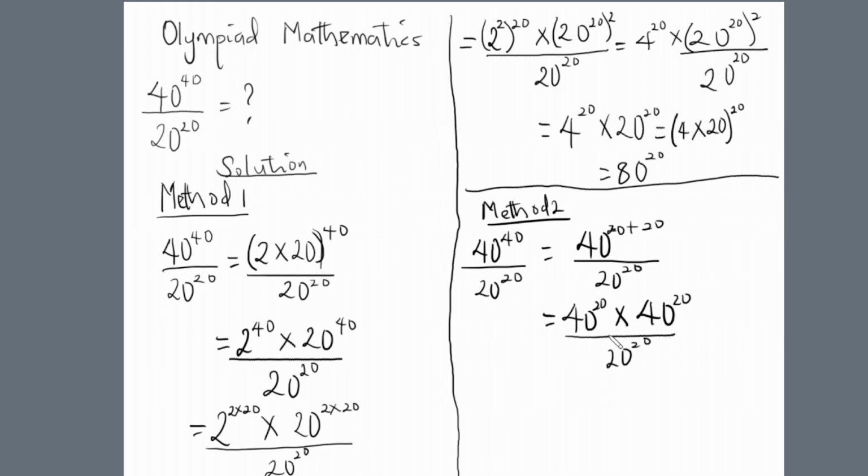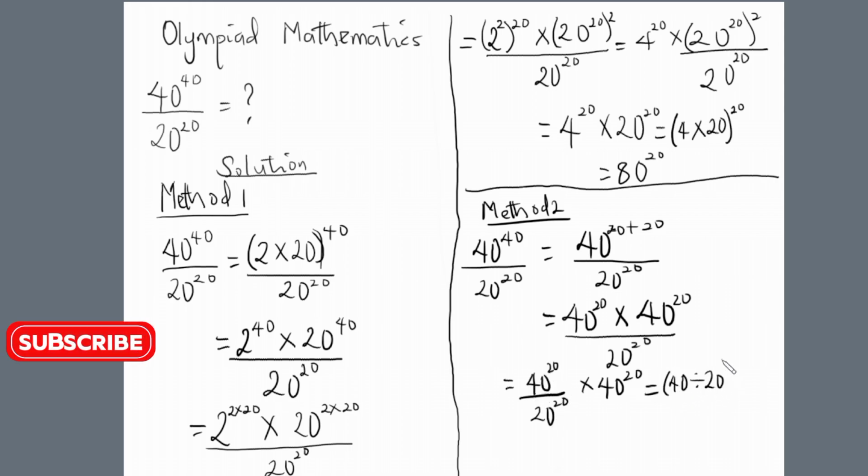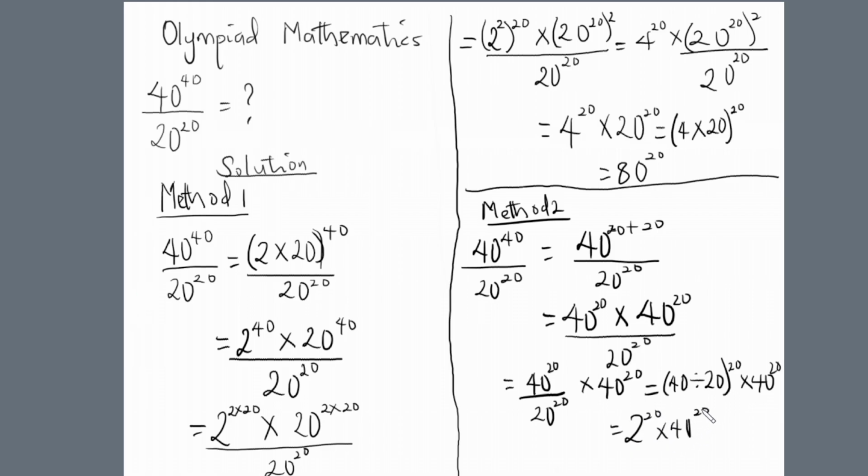Now the next thing I'm going to write is, I can separate it in this way: 40 to the power of 20 divided by 20 to the power of 20, and then we still have times 40 to the power of 20. Another law of indices states that when we have the same power and we are dividing, we can write it like this: 40 divided by 20 all to the power of 20, then times 40 to the power of 20. 40 divided by 20 is 2, so that's 2 to the power of 20 times 40 to the power of 20.